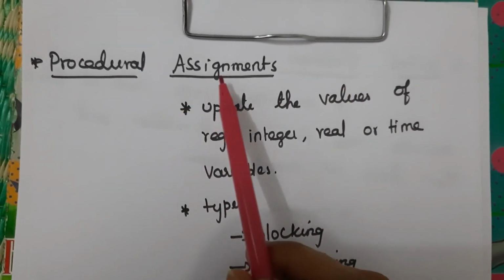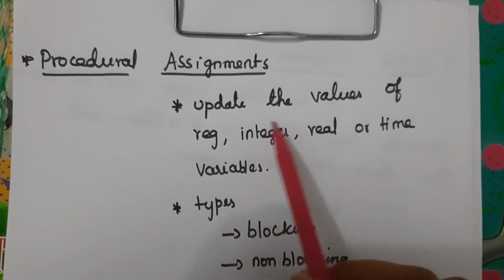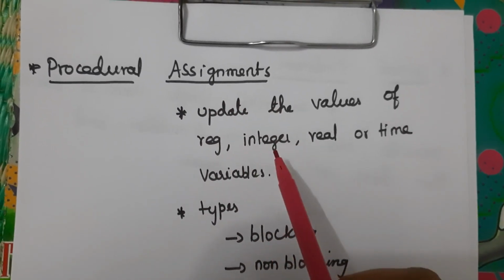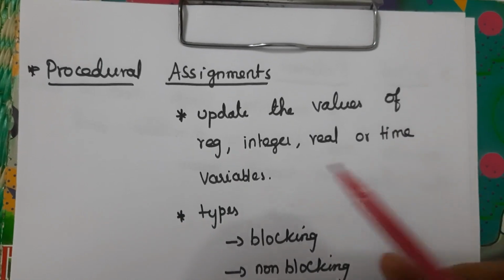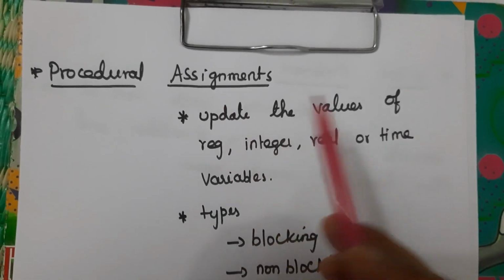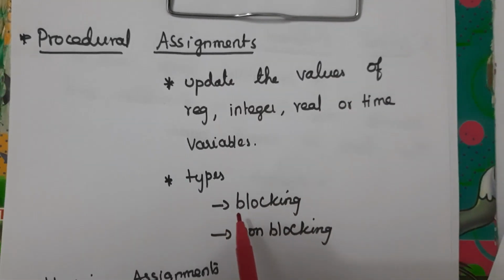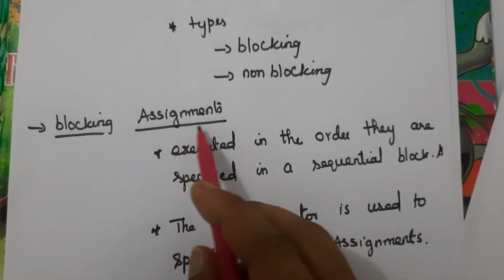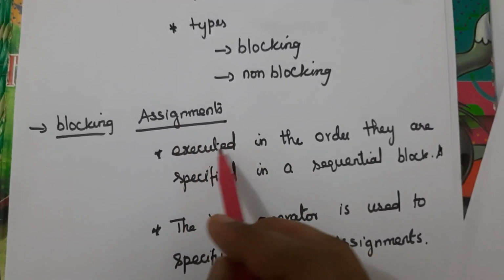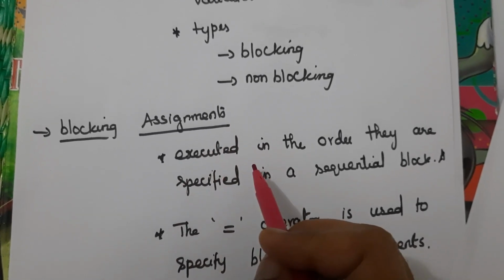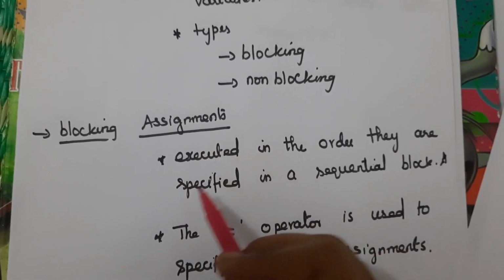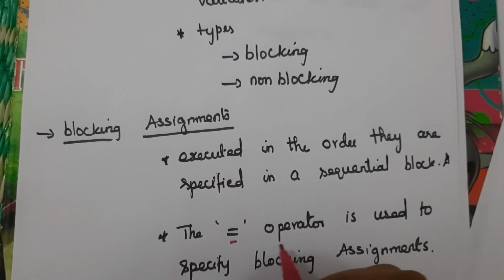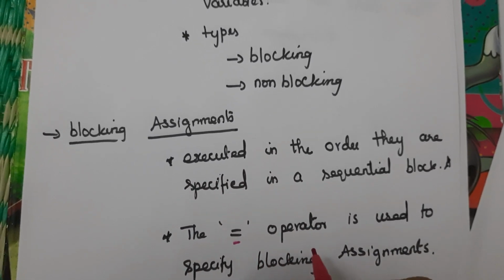Next one is procedural assignment, and by using this assignment, we can update the value of register, integer, real or time variables. So we can update the values. The types of procedural assignments are blocking and non-blocking. First, blocking assignments: this assignment executes the code step by step, so it performs in order, and this operator is used to specify blocking assignment.